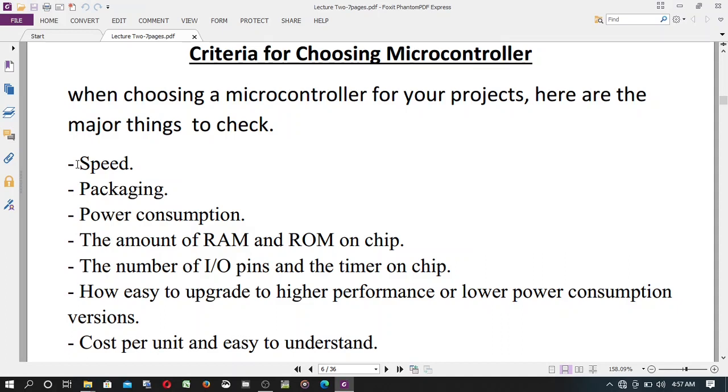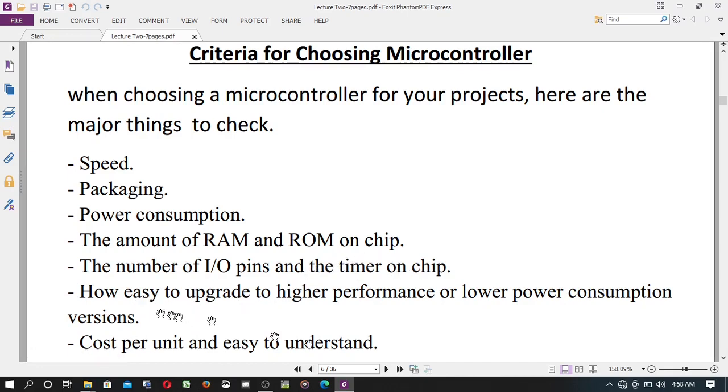Now, the amount of RAM and ROM on the chip: the 8051's RAM and ROM is very okay for one to understand, and it's very okay for one to use in mechatronics engineering. Now, the number of input and output ports and the timer on chip: the 8051 has a very high number of input and output ports, about 40 pins each. The timer on the chip is very, very okay to understand.